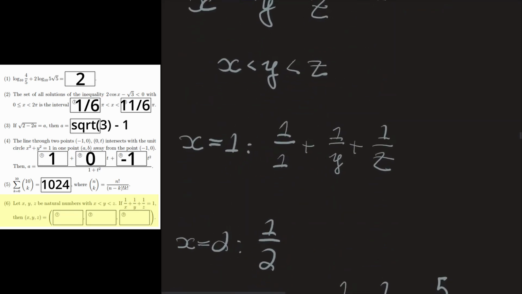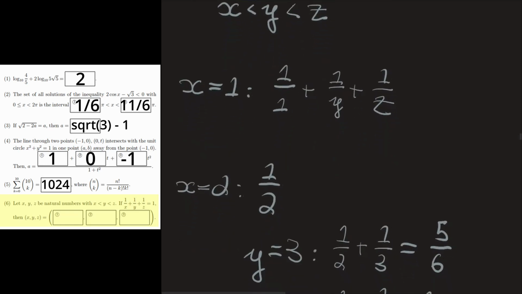Next, let's try x equals 2. So in this case, our fraction with x is 1 over 2, so that still works, since that's less than 1, and we can still add to it to get to 1. So now let's try the next possible y value, which is 3, since y must be greater than x. In this case, we get 1 over 2 plus 1 over 3, which adds up to 5 over 6. Again, this is less than 1, which means so far this still works.